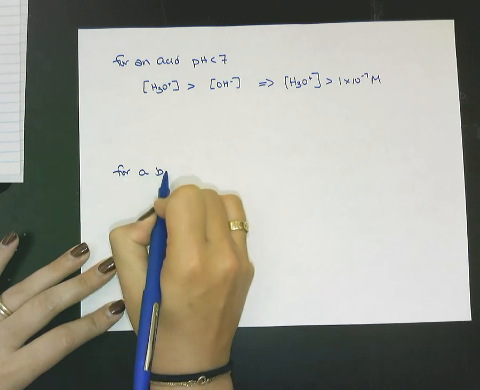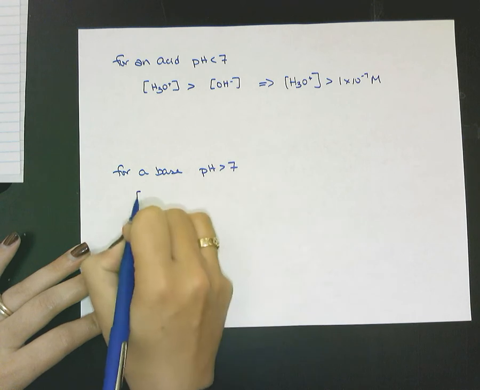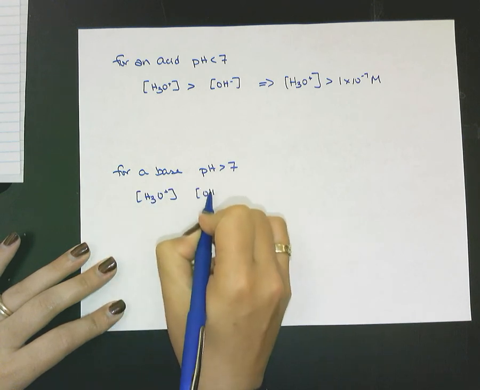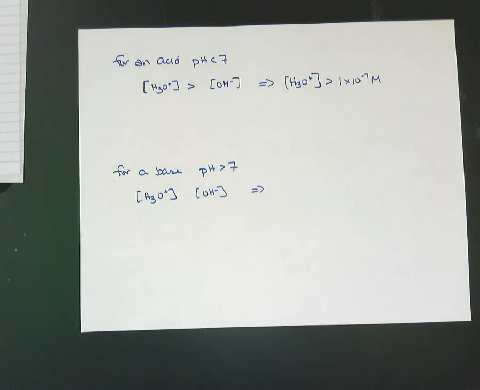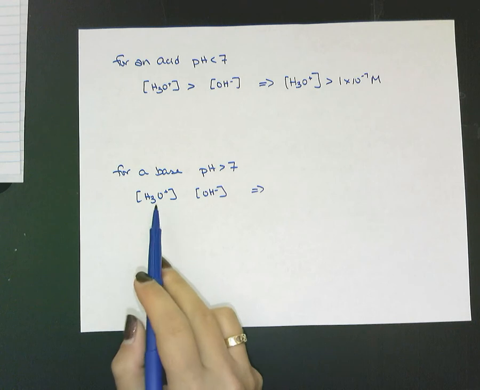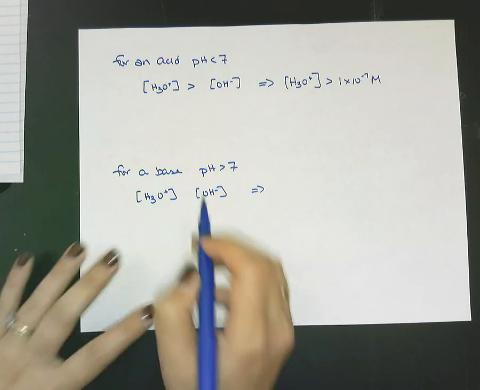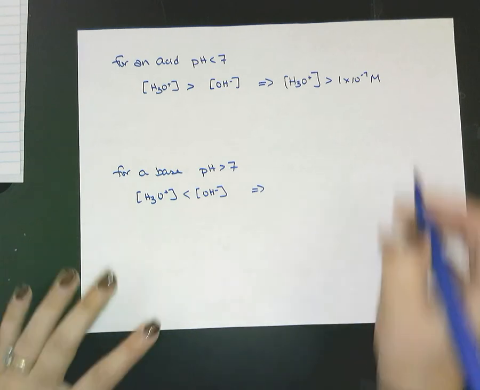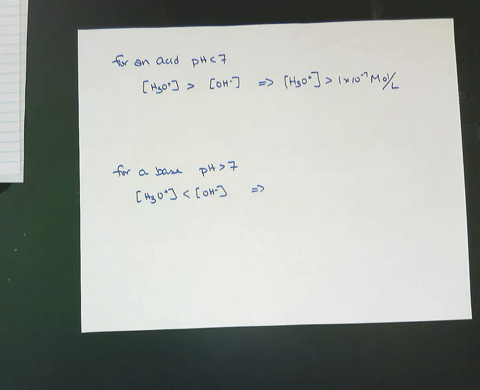And we'll do the same argument for a base. All right, in this case, which one is the predominant species in water? Hydroxide is greater. What is the M? Molar. Sorry, moles per liter.